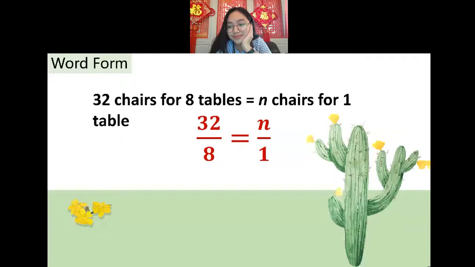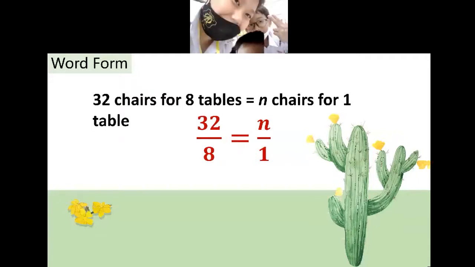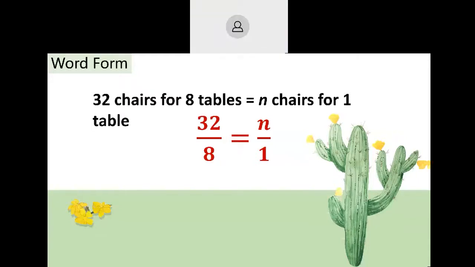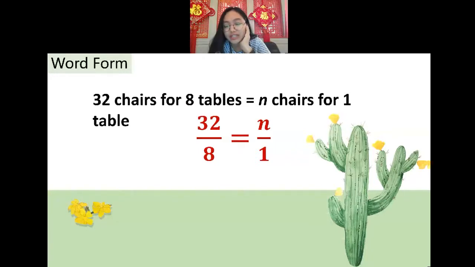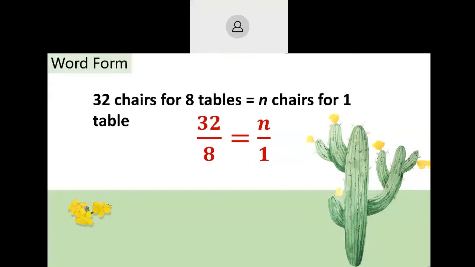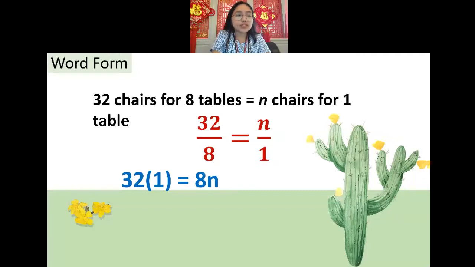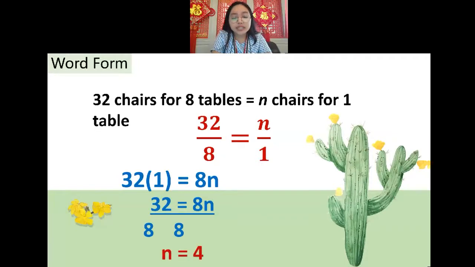What is your answer? Your answer is 4. Okay, so your answer for N is 4. Okay, let's check if your answer is correct. We're going to cross multiply, that is 32 times 1 is equal to 8 times N, which is 8N. So you're going to divide it by 8. Cancel the 8, and then you got 4.